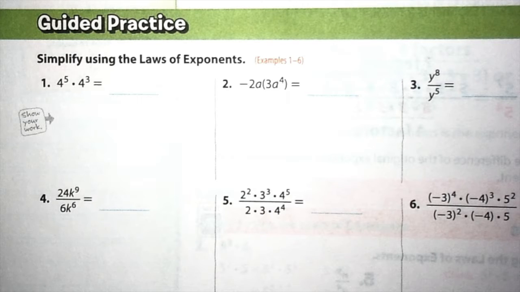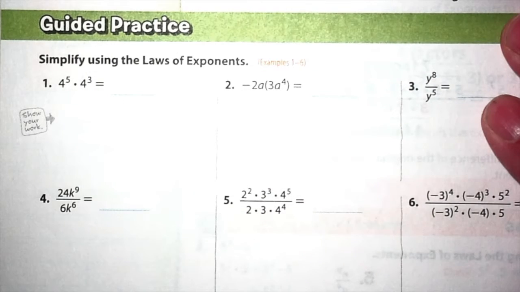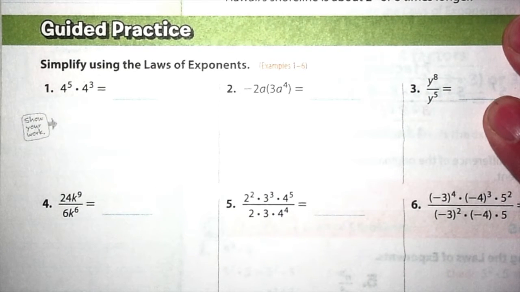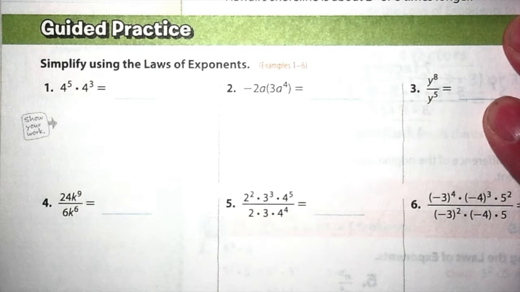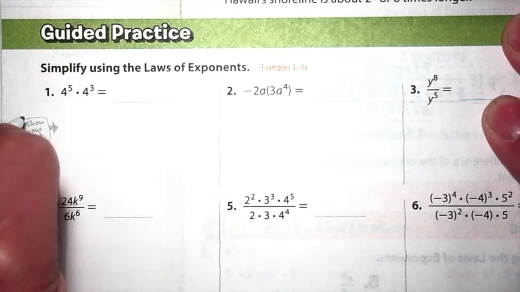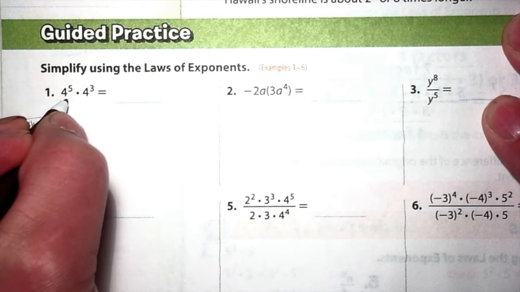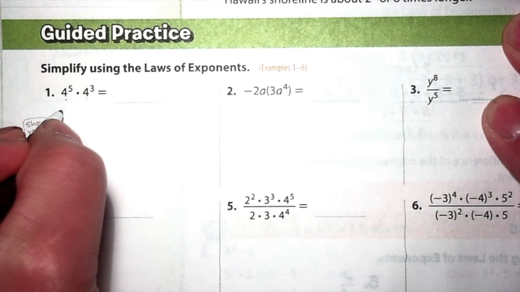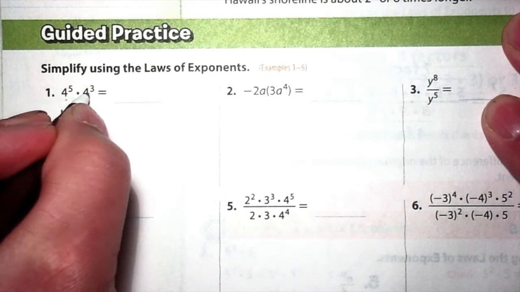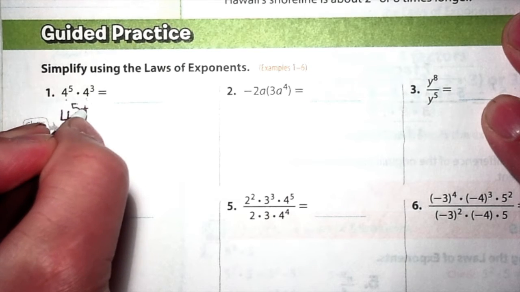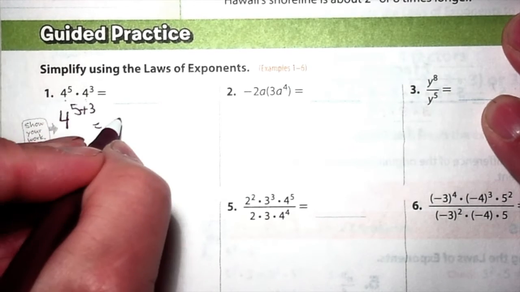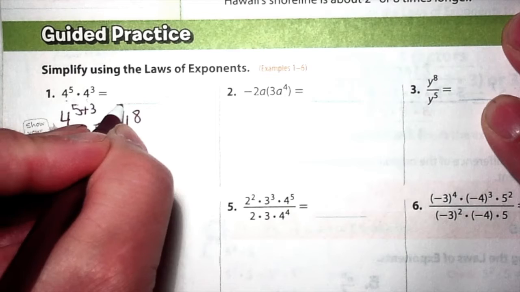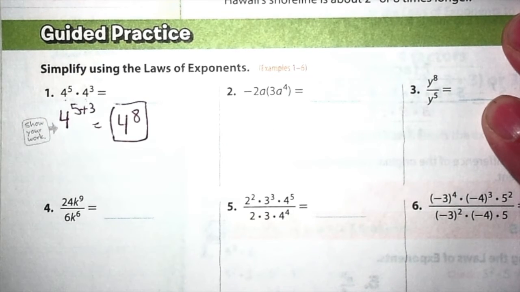Okay, in this video, we're going to look at multiplying and dividing powers. So in 1 and 2, we're multiplying the powers, so we need to add the exponents. The bases here are the same, they're both 4. So I take that 5 and that 3 and I add them, and this becomes 4 to the 8th.